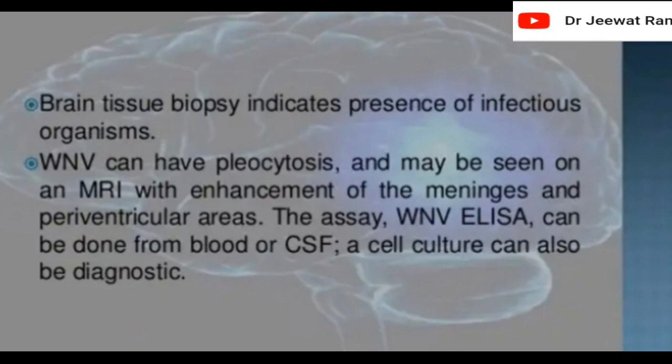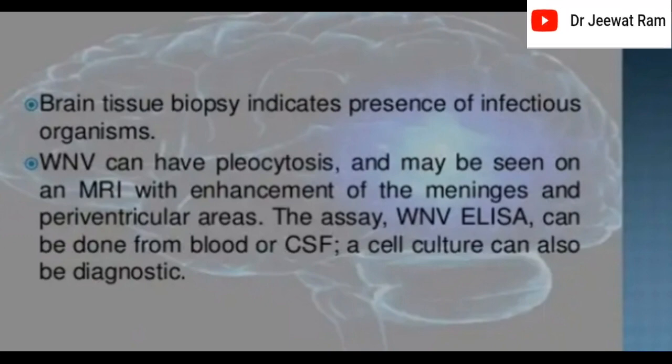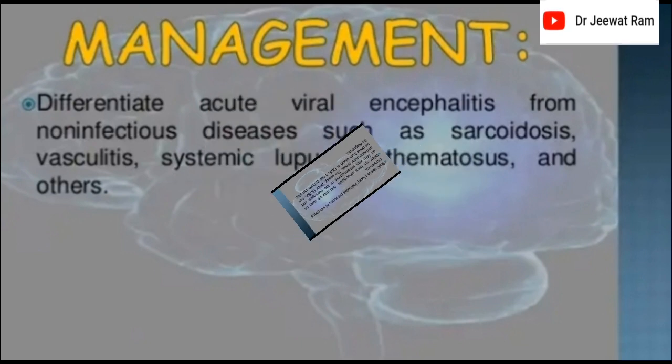West Nile virus can have pleocytosis and may be seen on an MRI with enhancement of the meninges and periventricular areas. The West Nile virus ELISA assay can be done from blood or CSF. A cell culture can also be diagnostic.